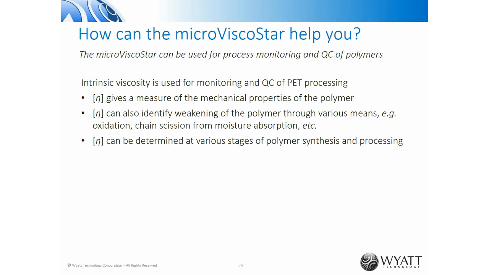In this case, intrinsic viscosity is quantified because it gives an easy measure of the mechanical properties of the polymer. So it can identify potential weakening of the polymer. In the case of PET, it can absorb moisture, which causes chain scission. So this can be seen in a reduction in intrinsic viscosity.